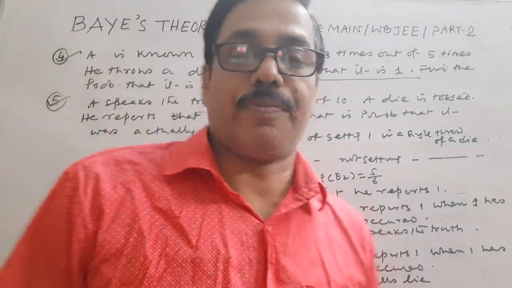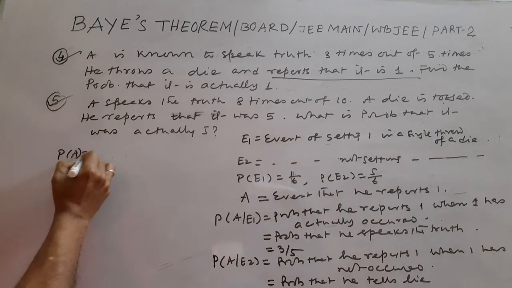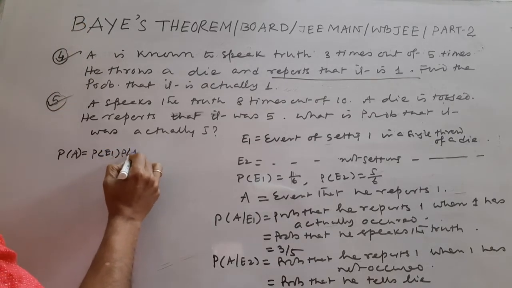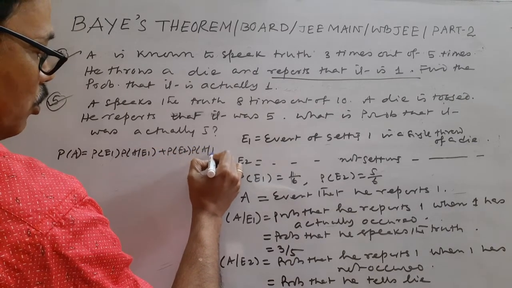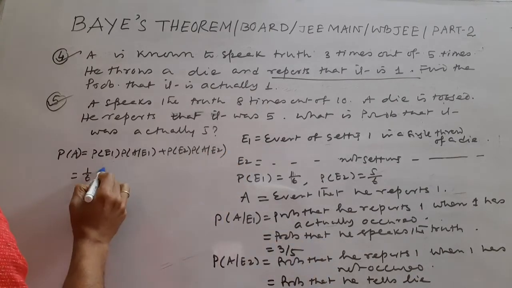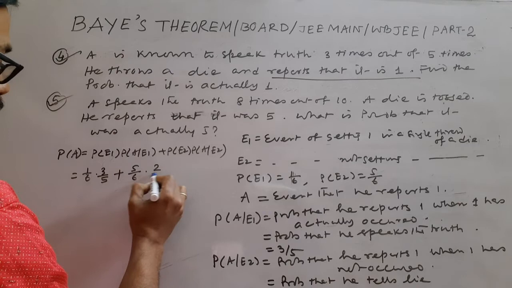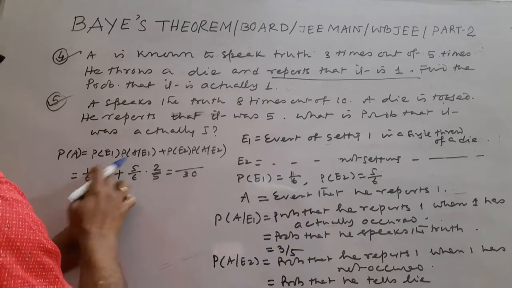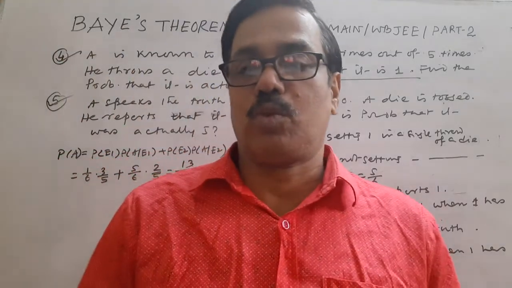So this step. Now, total probability. What is P(A)? P(A) is P(E1) into P(A/E1) plus P(E2) into P(A/E2). So 1 by 6 into 3 by 5 plus 5 by 6 into 2 by 5. So 30 is the LCM, and this is 3, this is 10, this is 13. So 13 by 30. This is the total probability.